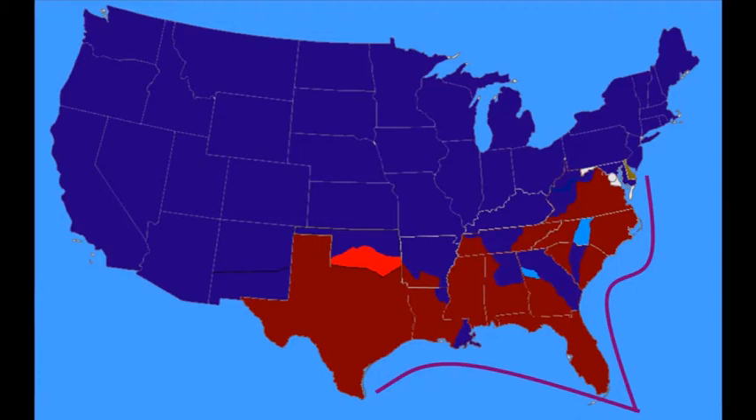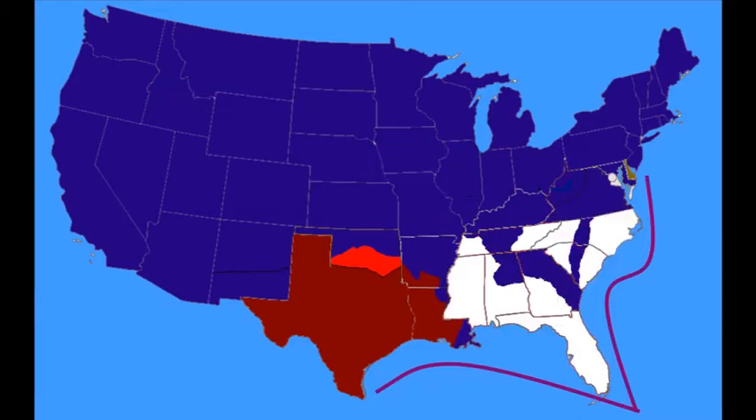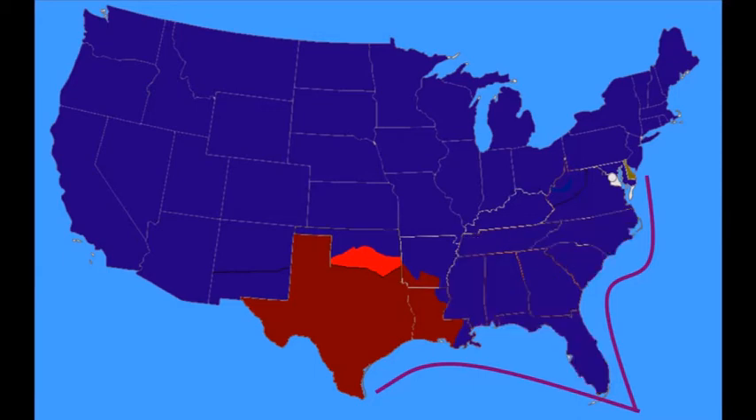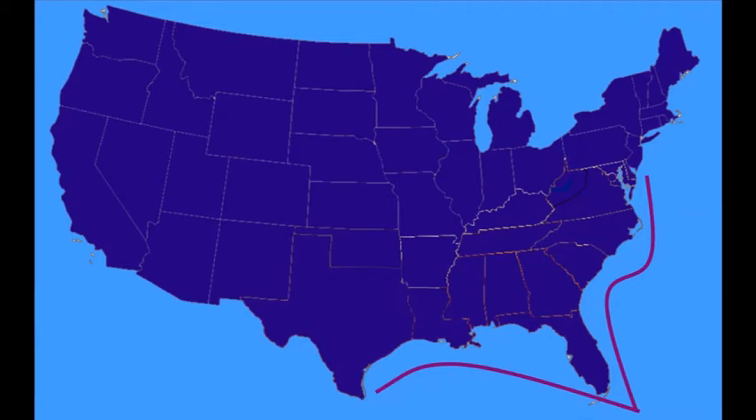And at this point, Virginia says, I've had enough. I surrender. And they surrender, which is notable because at the time, Virginia was the best state. They had the most weapons, but they surrendered. So most of the others surrendered and became once again part of the Union. And at this point, Texas and Louisiana realized they have no chance of fending off the rest by themselves. And on June 23rd, 1865, final surrender occurs, and they once again join the Union.